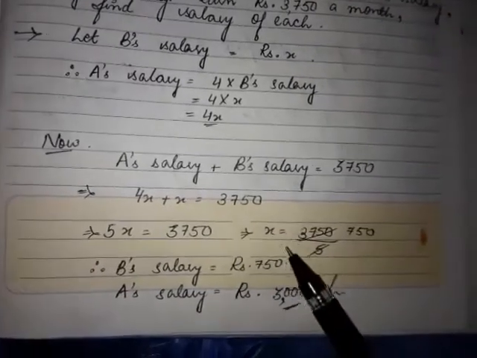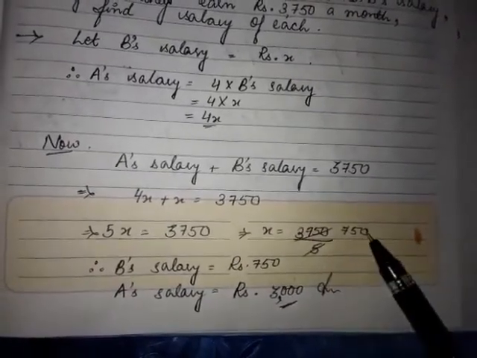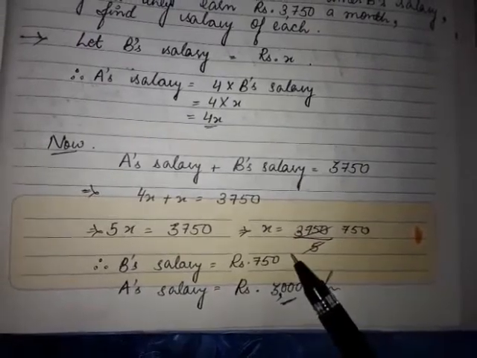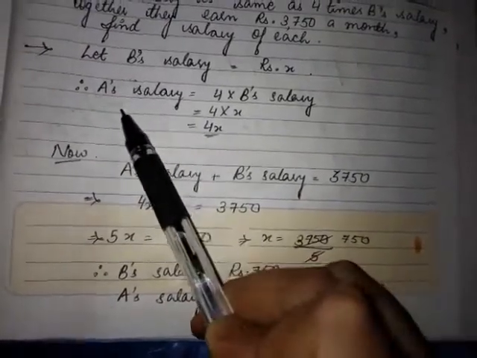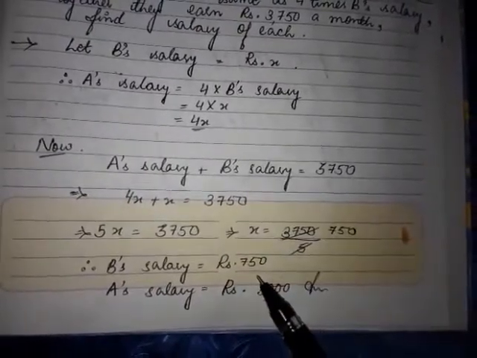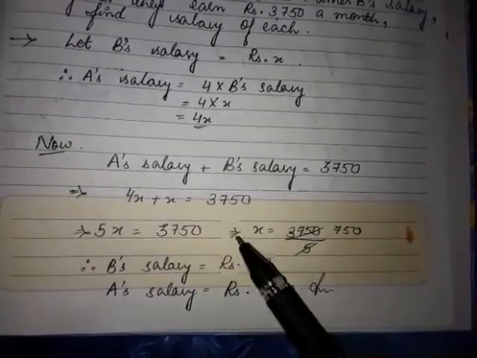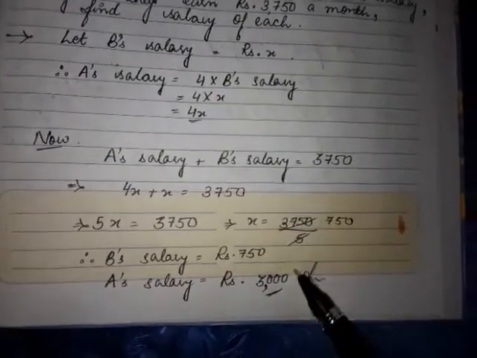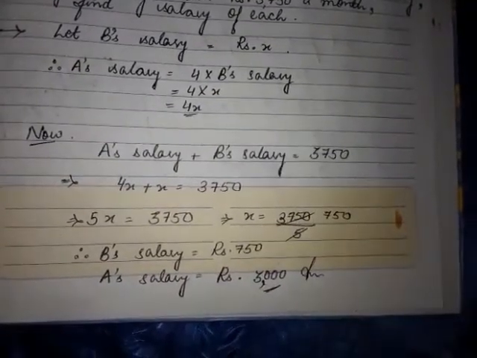We calculate x, 3750 by 5, that is 750. We get B's salary is 750, and initially we understood that A's salary is 4 times B's salary. So if B's salary is 750, A's salary will be 750 into 4, that comes to 3000. I hope you have understood the solution of question number 2.